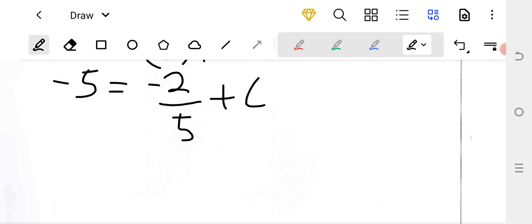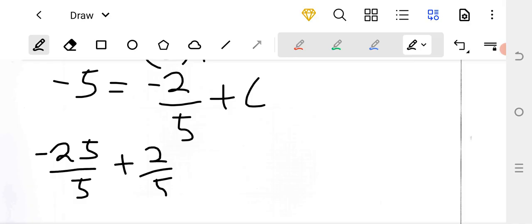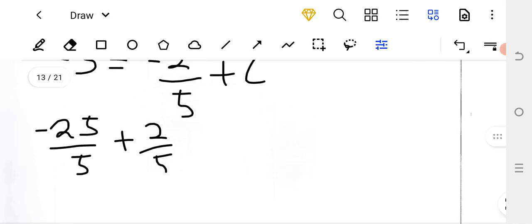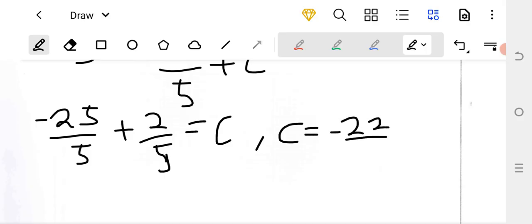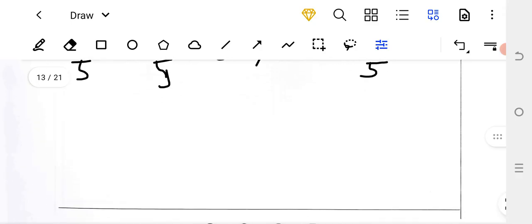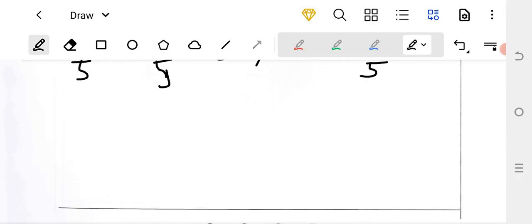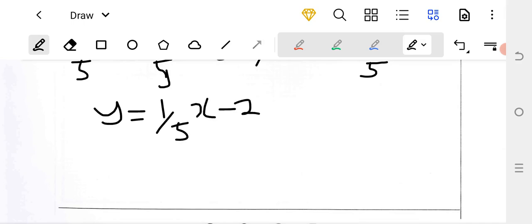So this one is the same as writing -25/5 plus 2/5, which is equal to c. This is going to become c is equal to -23/5, rather. So therefore we are saying y is equal to 1/5 x minus 23/5.